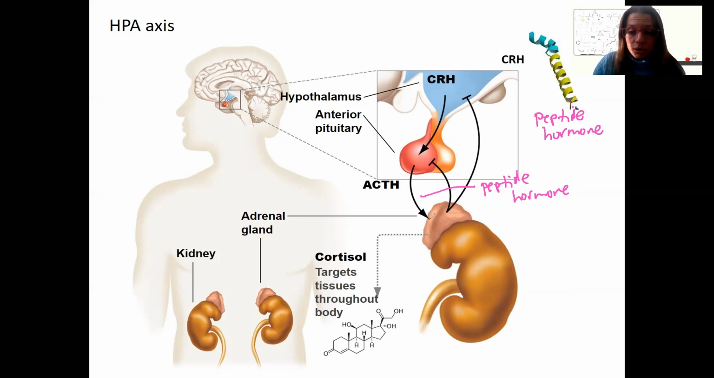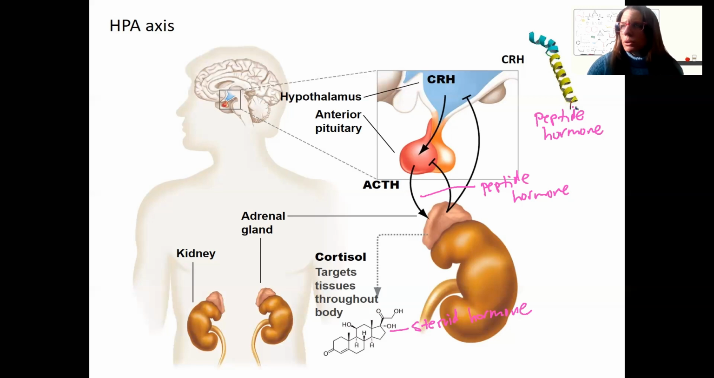ACTH is going to bind to the adrenal gland. That's what's right here. And the adrenal gland is going to release cortisol. Here is cortisol. What is cortisol? This is a steroid hormone derived from cholesterol. It can pass right through cell membranes and is going to cause changes in gene expression. So the stress response, glucose metabolism, immune suppression is from cortisol binding to its receptor.